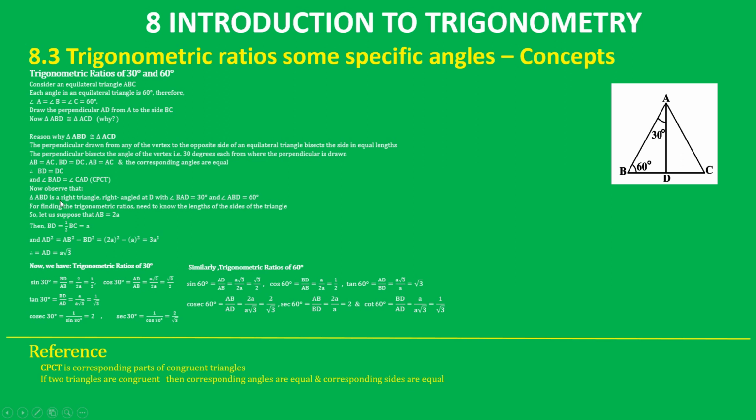Now can you see triangle ABD? Angle BAD is equal to 30 degrees. Angle BAD, that means this angle is 30 degrees and angle ABD is 60 degrees. Now, for finding the trigonometric ratios, what we need? We need to know the lengths of the sides of this triangle. What is AB, what is BD, what is AD, correct? Now let us assume AB is equal to 2a. Then BD is equal to what?